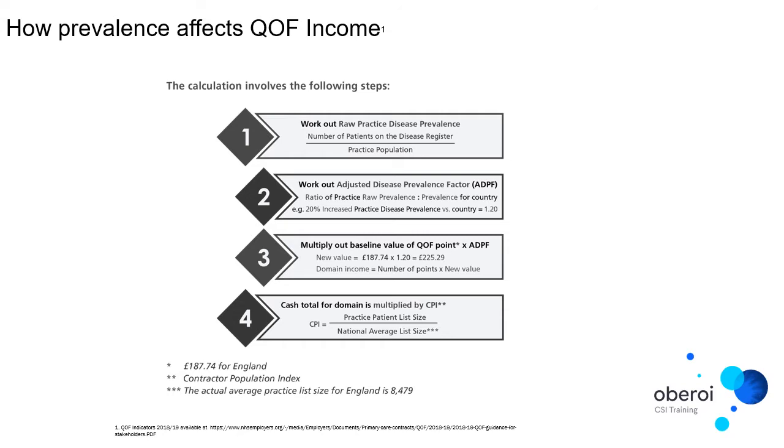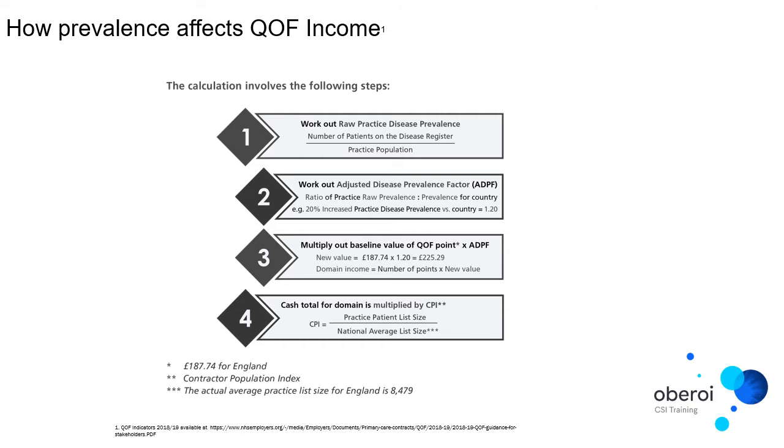We can see here that you start out with working out the raw practice disease prevalence. That's a straightforward calculation: the number of patients on that disease register as a percentage of the practice population. You then work out what they call the adjusted disease prevalence factor, the ADPF, which looks at the practice's raw prevalence against the prevalence for the country. Again, these will be for England, for Wales and for Northern Ireland.